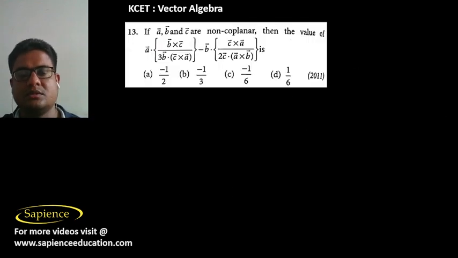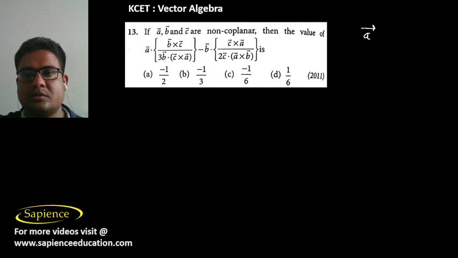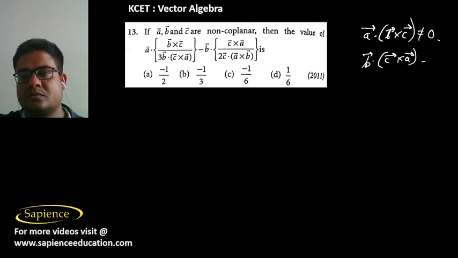Option 13, in question number 13 it is told that if a, b and c are non-coplanar, it means that a dot b cross c is not equal to 0, b dot c cross a is also not equal to 0, and c dot a cross b is also not equal to 0.